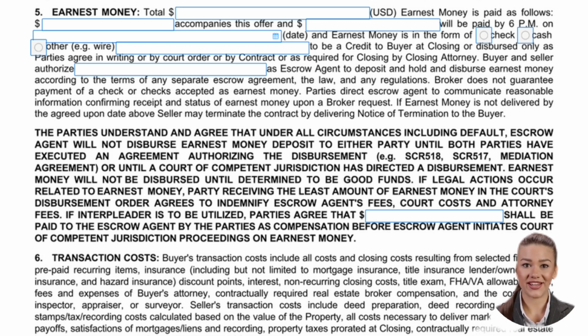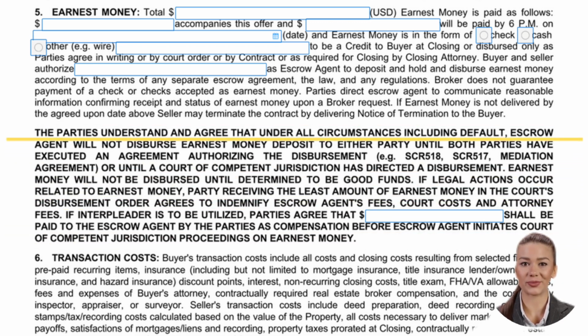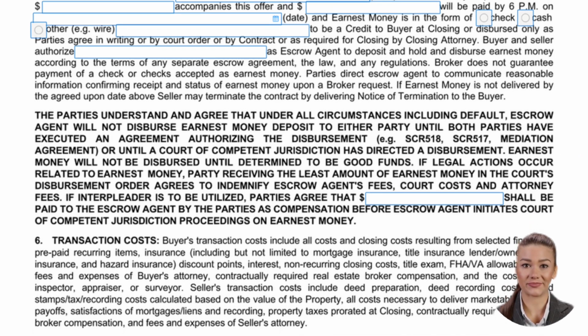Ensure your client knows escrow law regarding the return of earnest money. You can find that language in the contract. Under all circumstances, including default, the escrow agent will not disburse the earnest money deposit to either party until both parties have executed an agreement authorizing the disbursement or until a court of competent jurisdiction has directed a disbursement.